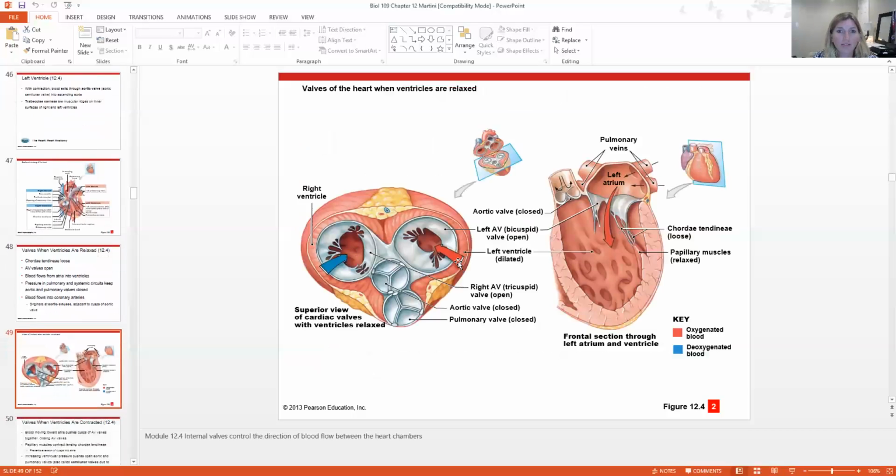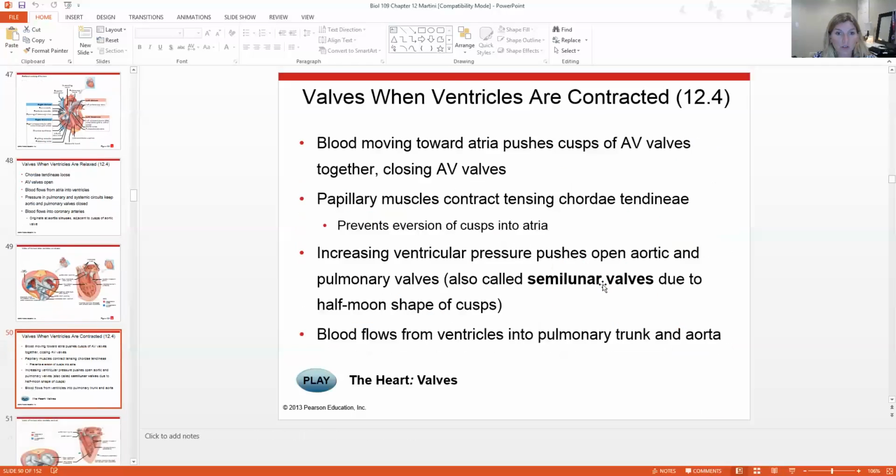So here are our valves when they're open. This is just at rest. Our ventricles are not contracting, our AV valves are open, and that blood's flowing down freely into the ventricles. Now the ventricles are going to contract. In order for the ventricles to contract, those AV valves have to close. So blood moving toward the atria basically pushes the AV valves together, closing them. Papillary muscles contract, making sure the AV valves don't burst the other direction and open upwards.